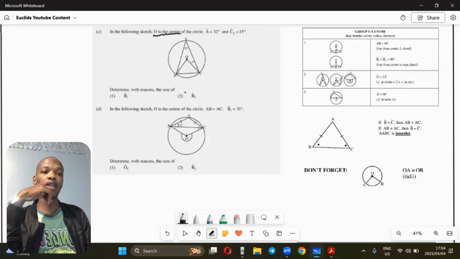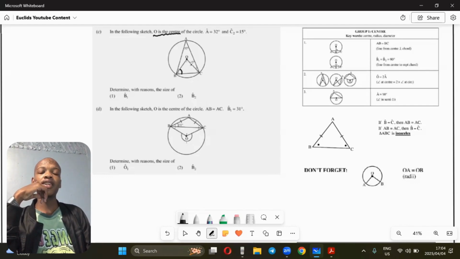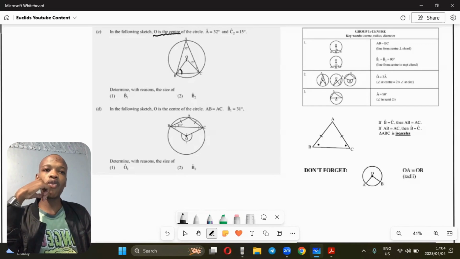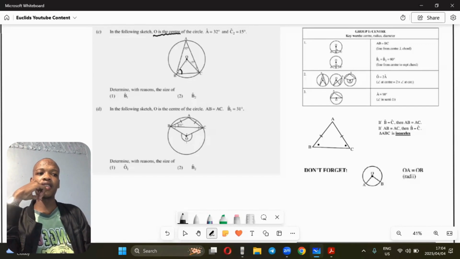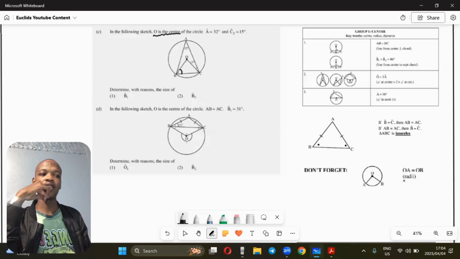Let's go and check. What is B1? B1 is subtended by OC. What is OC? OC is a radius drawn from the center touching the circumference. Do we have another radius? Yes, OB, it's a radius. And what is it about radii? Radii are always equal, which means this is equal to that.